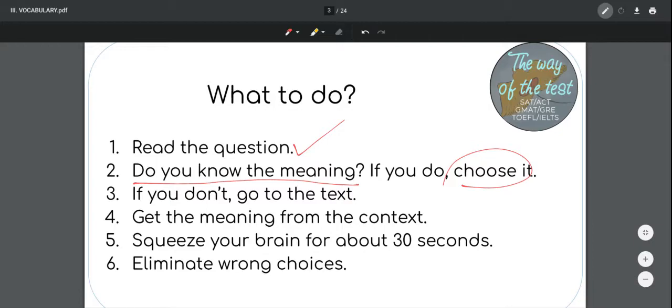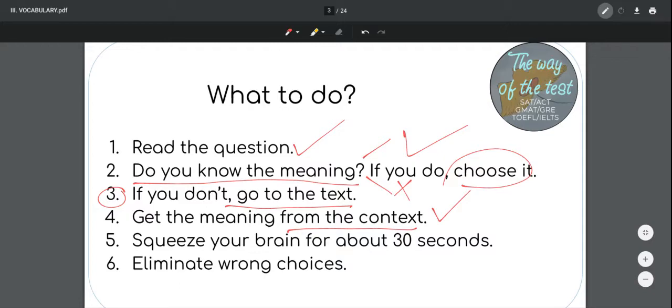Most of the vocabulary questions in the TOEFL can be solved without the use of the text. So the more vocabulary you have, the better you will do in the vocabulary question. Now, that doesn't mean that if you don't know the word, you won't be able to answer. Yes, you can answer even if you don't know the meaning. So we have two paths, right? If you do know the meaning, you choose it. And if you don't know the meaning, you go to step number 3, which is you go to the text. And now we're going to have to try to take the meaning of the word from the context.